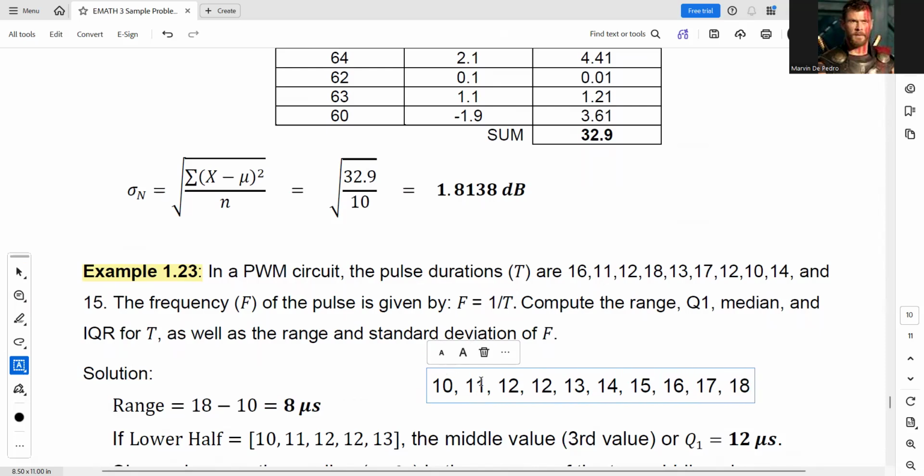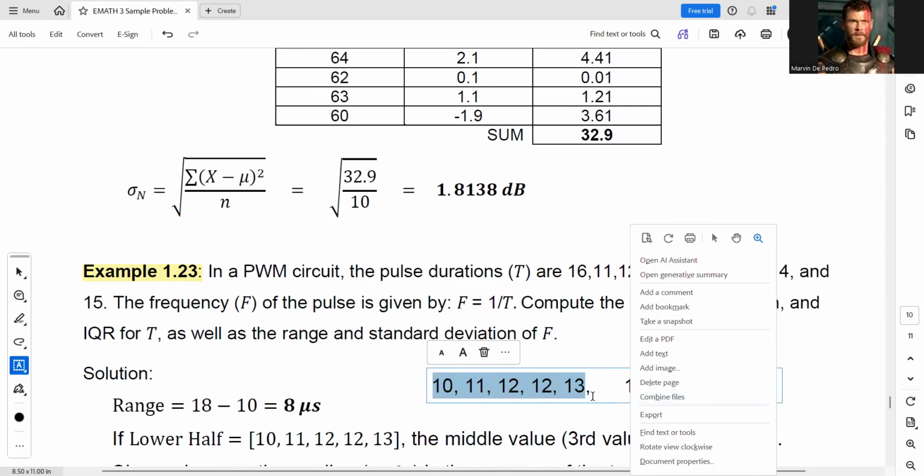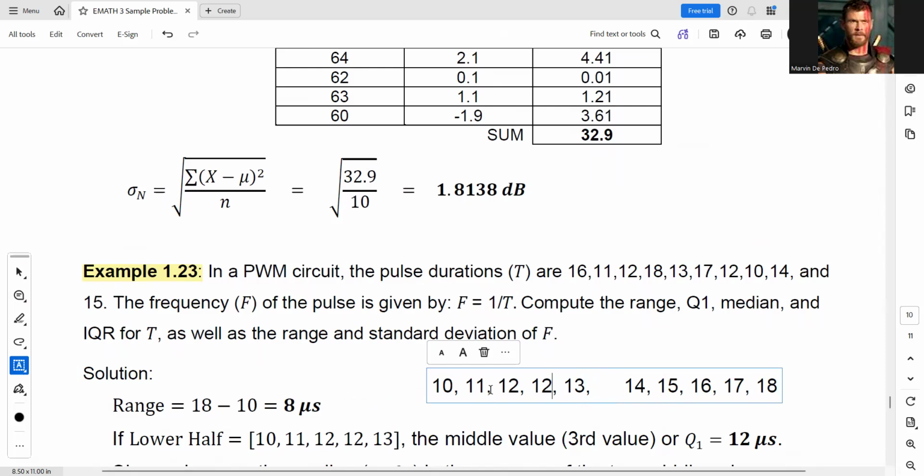So all in all, okay, let me divide it into two for emphasis. So we have the first half, 5, and then the second half, 5. Right? So, same thing here, 10, 11, 12, 12, 13, that's the lower half. And then this one is the upper half. Right? So, the median of the lower half is our Q1. Okay?